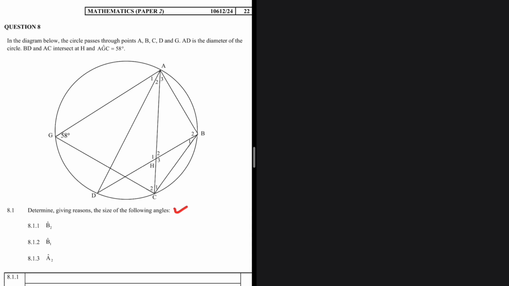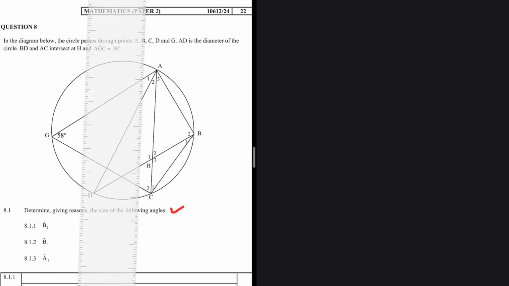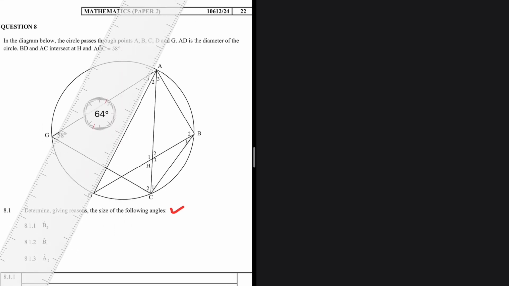BD and AC intersect at H. Angle AGC is equal to 58 degrees. The interesting thing here is that AD is a diameter, so let's go ahead and highlight that. Why are we highlighting the diameter? Because we know full well that the angle it subtends at the circumference of the circle is 90 degrees. So that is AD, the diameter.